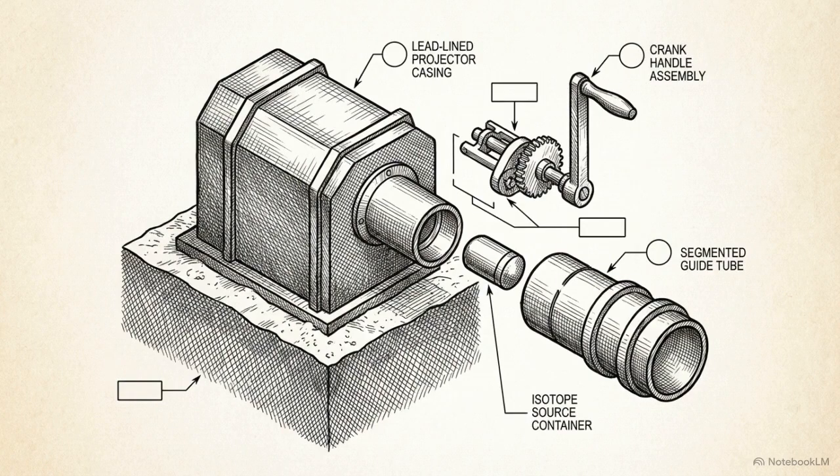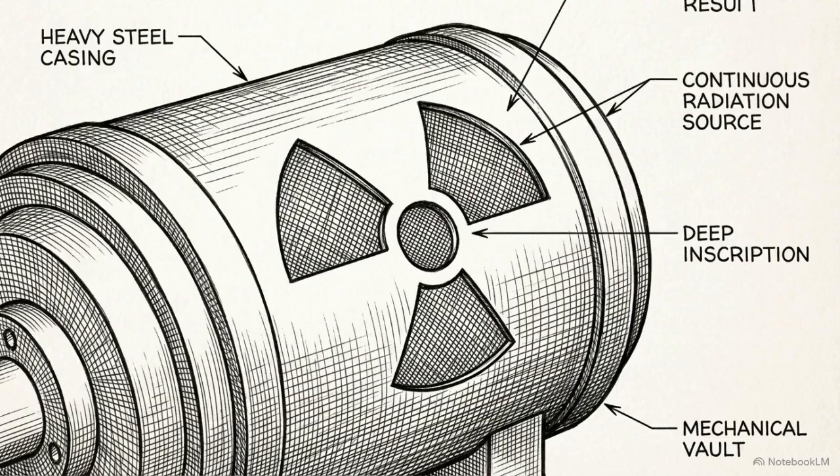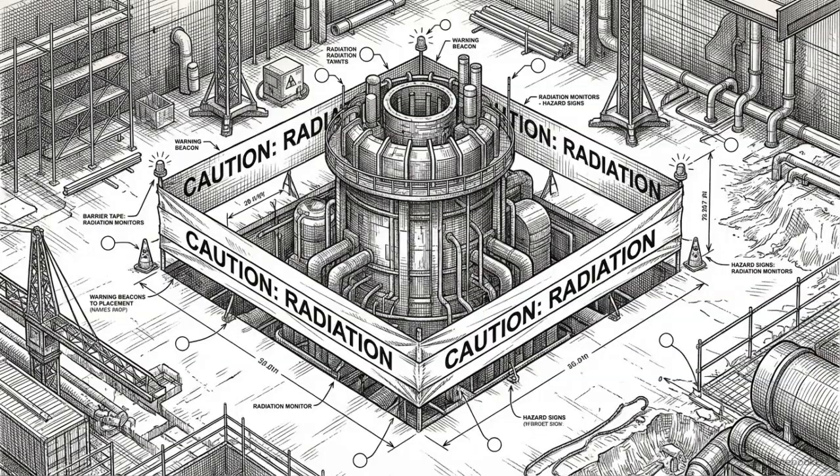But field radiography usually relies on an iridium-192 isotope. This is a continuous gamma ray source that cannot be turned off, only shielded. Bringing it onto a busy construction site introduces a massive safety hazard.